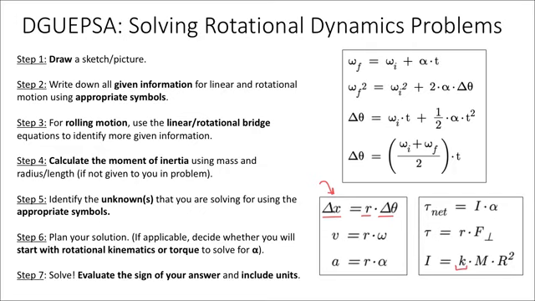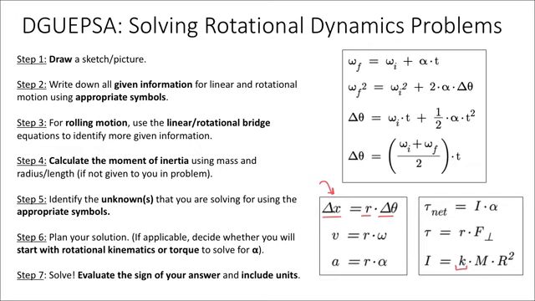Step 5 would be to identify the unknown variables that you're solving for using, again, the appropriate symbols. So if you're solving for angular displacement, make it clear that you're solving for delta theta. This will help you when you're solving problems, just translating the problem as you go. Step 6, it's always a good idea to plan your solution before jumping in.